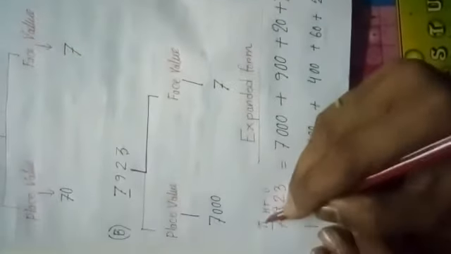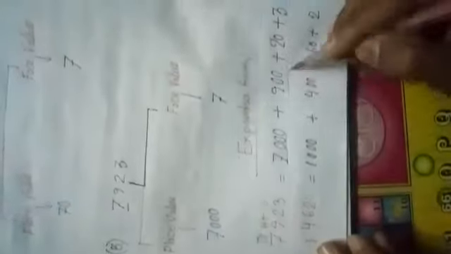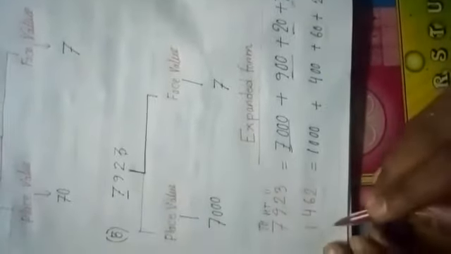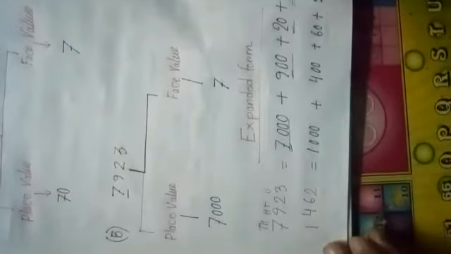You from backward write O T H T H. So 7920 plus 3, 7923. If you underline the first number, then it is in short form. In the same way, another example 1462, 1000 plus 400 plus 60 plus 2.